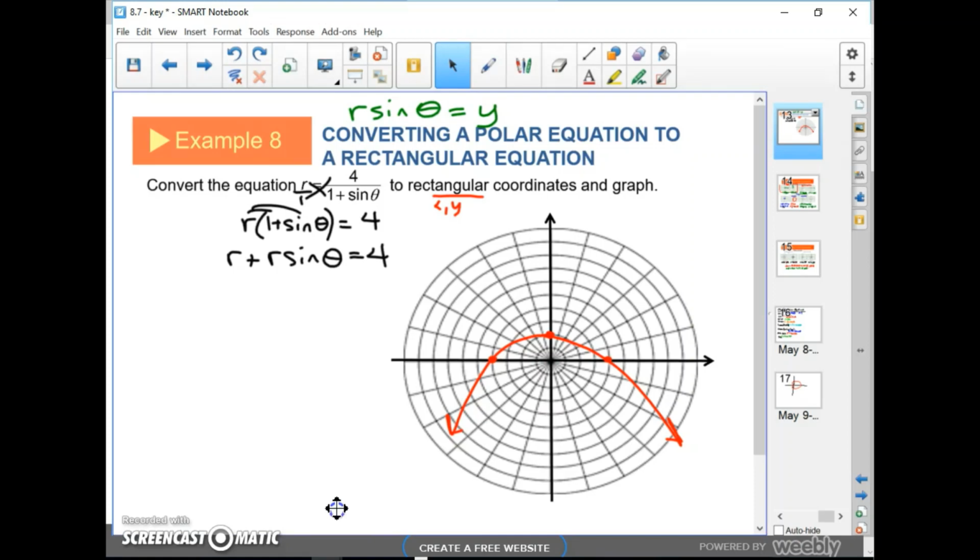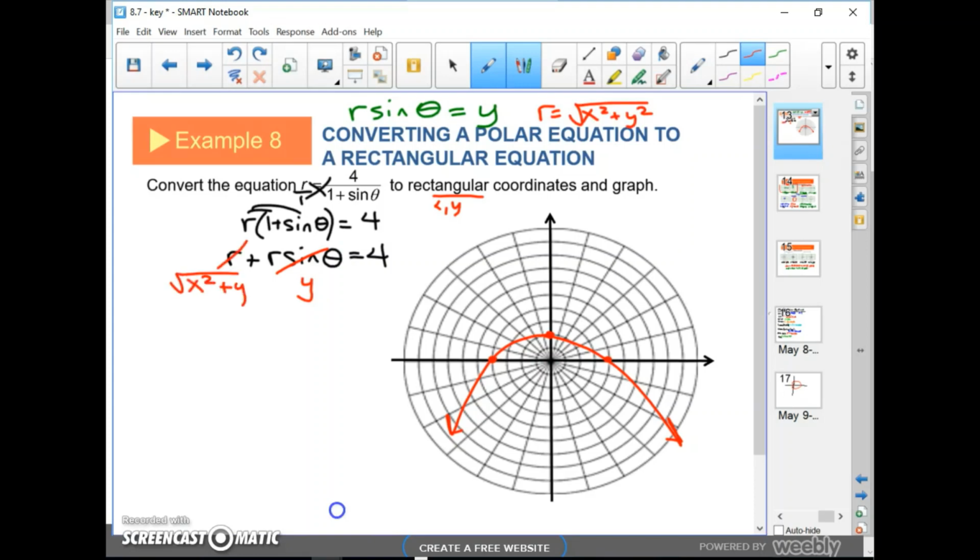So I can convert now because I know that r sine theta is equal to y. I can do my conversion on that. But I've got another conversion for r because I know r equals the square root of x squared plus y squared. So we've got a couple of conversions we can do. I know this one's kind of ugly, but we have the square root of x squared plus y squared plus y equals 4.